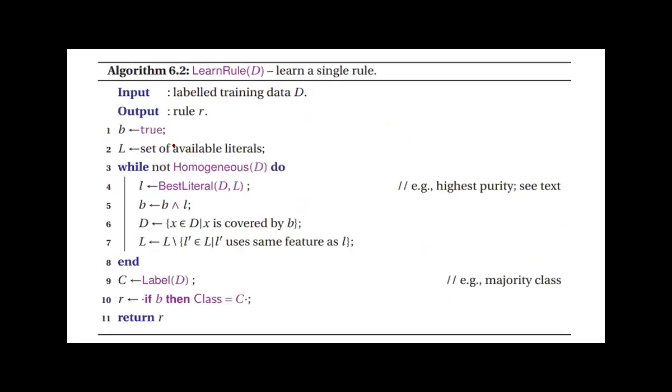Right? Learn rule. See, it learns a single rule. Labeled training data D. One data is something. One datum, you can say. It gives us rule R. Let B is equal to true. L is set of available literals in this particular D, set of available literals, all literals, while not homogeneous of D.